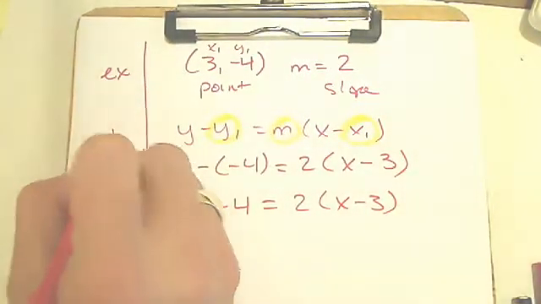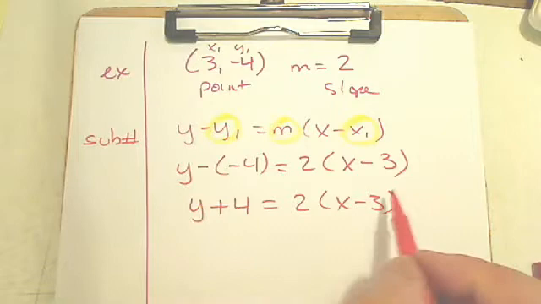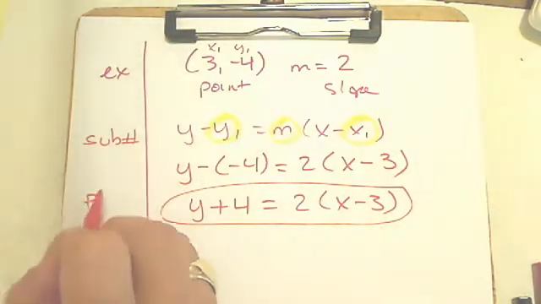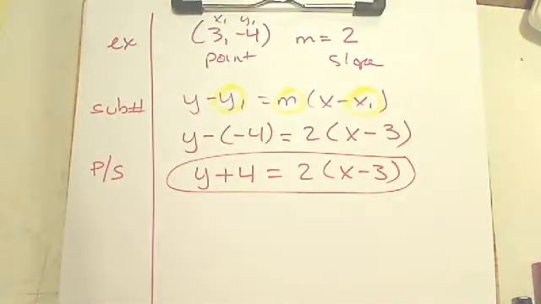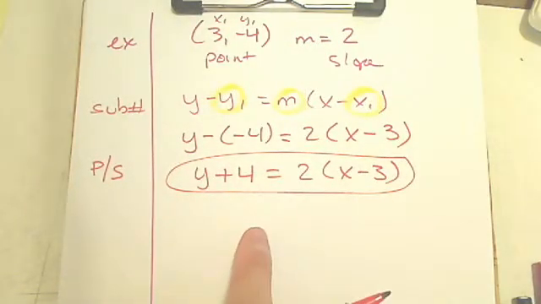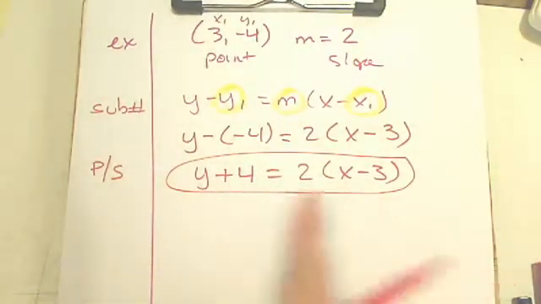So here we substitute in the numbers. Students, what form is this? No, that's your point-slope form. It's not standard form. The question says find the point-slope form, and it's right here.